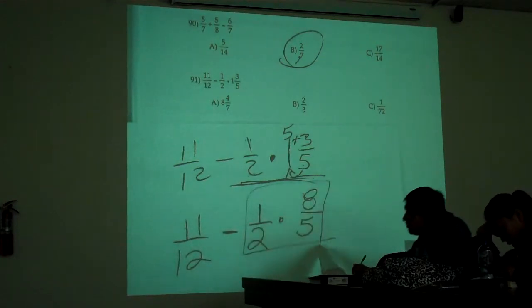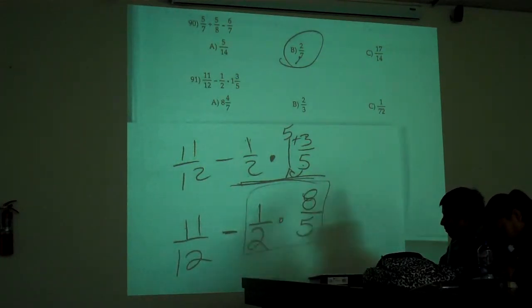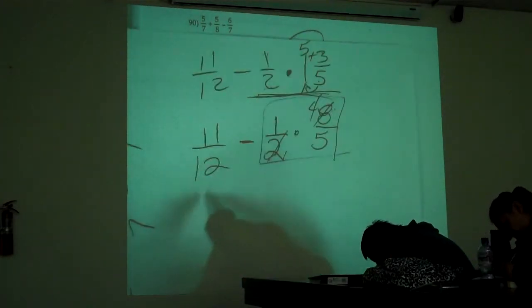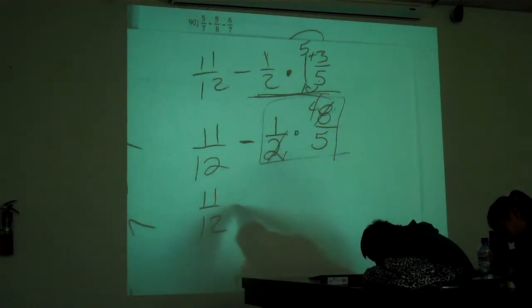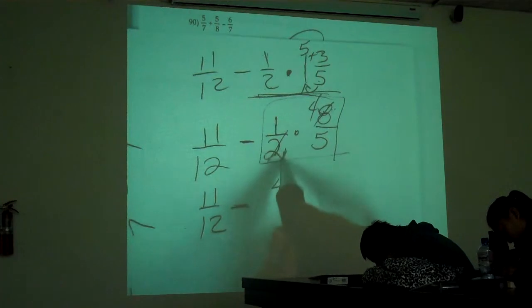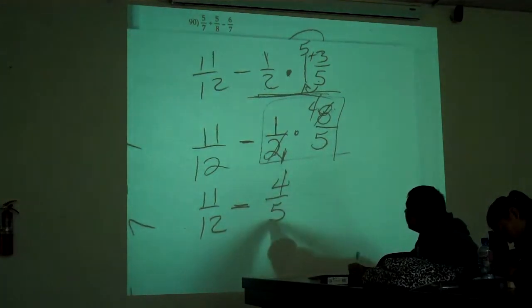Now we're doing this part. What can we do? Divide by 2, right? Okay, we still have the 11 twelfths here. Minus what? 1 times 4? 4. 1 times 5? 5.